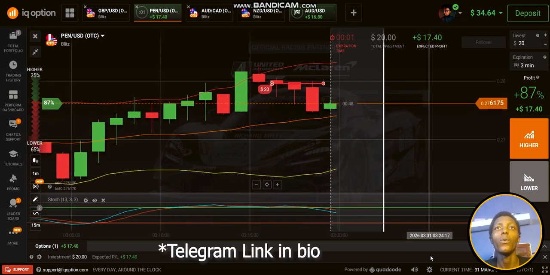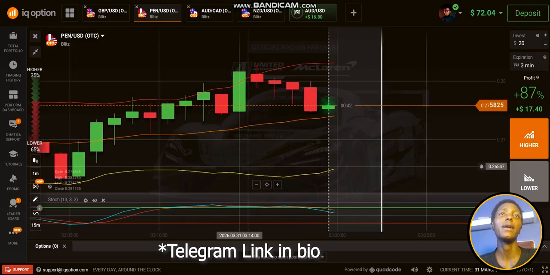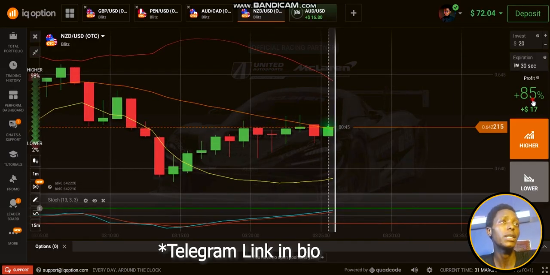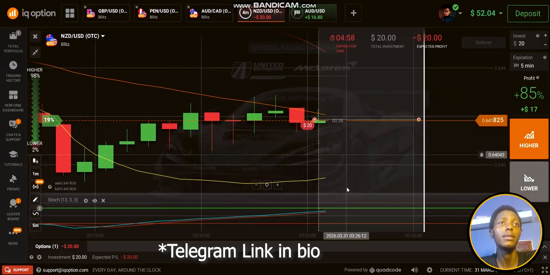Three, two, one. So we have won this trade. We're gonna go ahead and look for another entry. It's another good entry on NZD/USD. So I'm gonna go ahead and change the time frame.